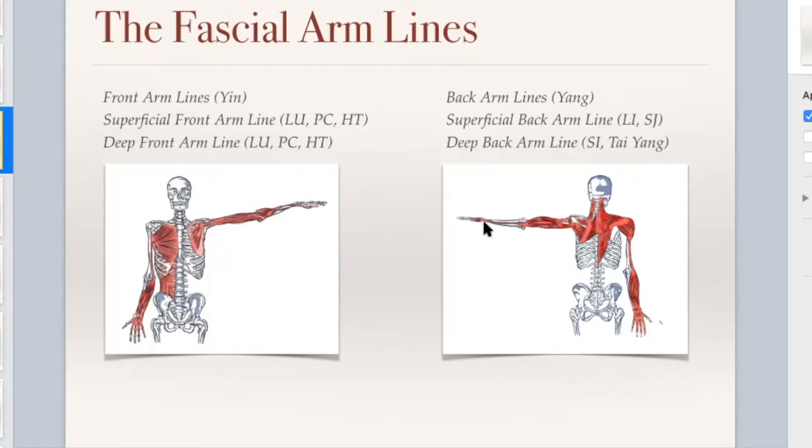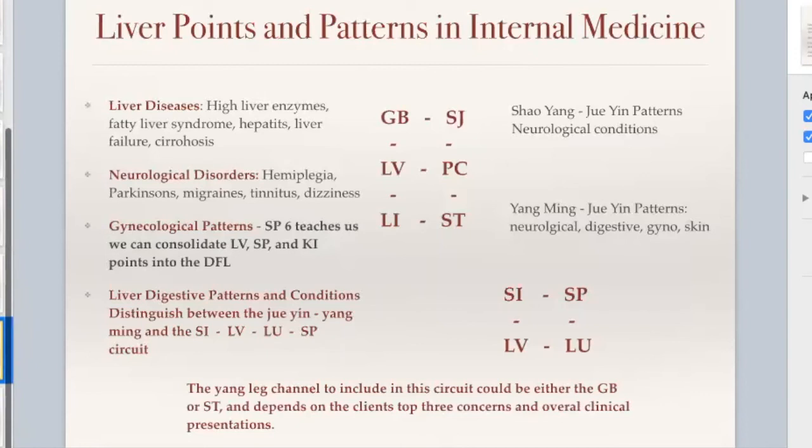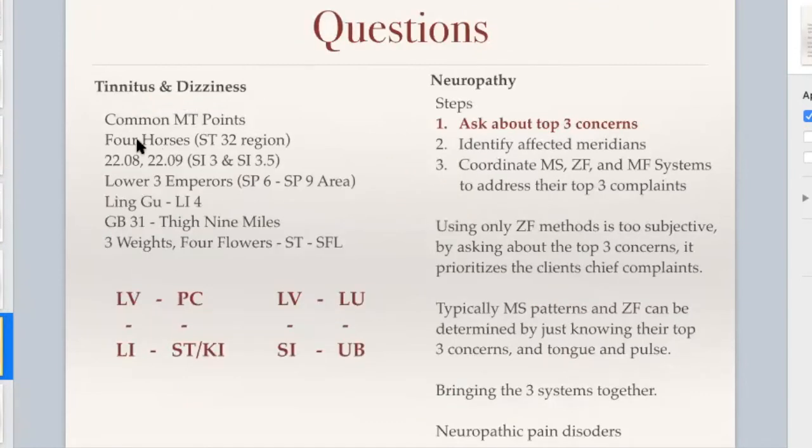Okay, so by understanding the myofascial lines, a key benefit of knowing this is it helps you to distinguish what points you should use. Because if we look at these points for tinnitus, how many different point groups are there? There's tons of them. We've got 4 horses, 22.08 and 22.09, the lower 3 emperors, Lingu, GB31, 3 weights. There's other points too. We've always got these long lists of points that we can use for any given condition.